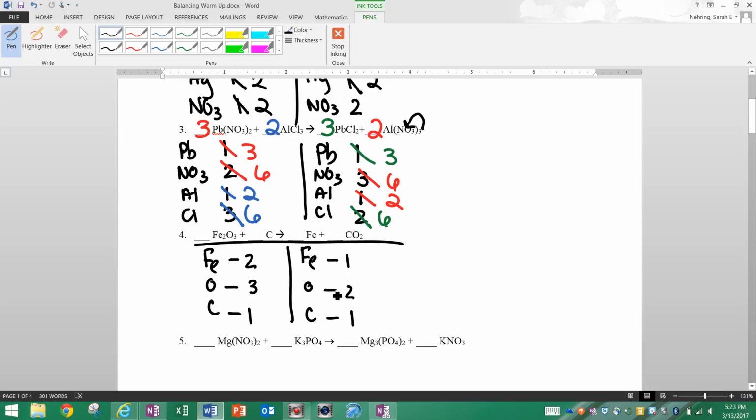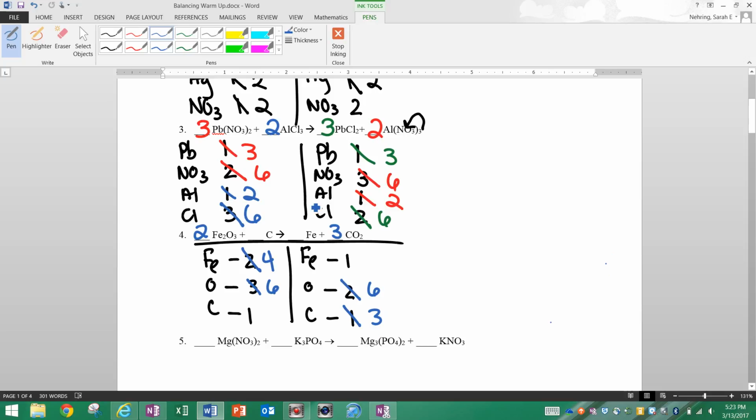So, again, 3 and 2, lowest common multiple is 6. So let's make it so we've got 6 oxygens on each side. So 2 times 3, I've got 6 oxygens. 2 times 2, I've got 4 irons. So let's balance out the O's on this side. Put a 3 here. 3 times 2 is 6 oxygens, and 3 times 1 is 3 carbons.